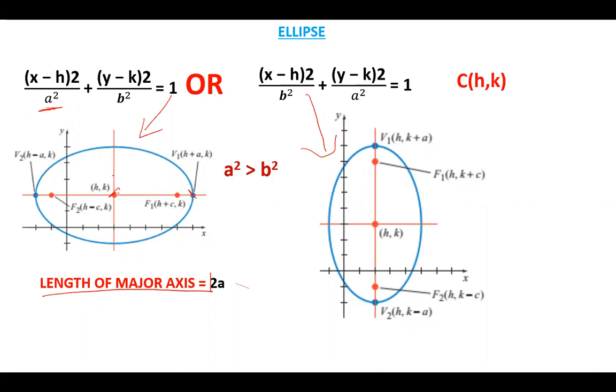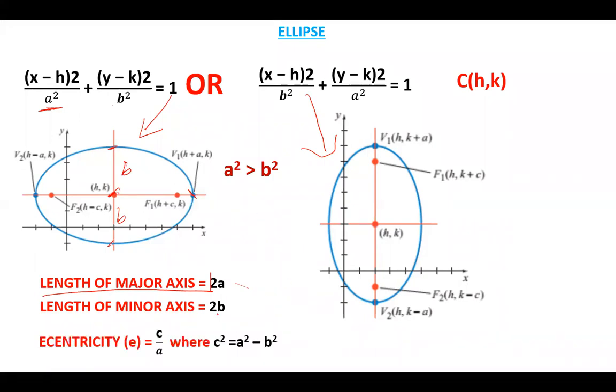Same applies to the minor axis. The length of the minor axis is found by 2b. If the length of the minor axis is found by multiplying 2 by b, it means that this distance from there to there is simply just b. Same applies to this distance from there to there. It's also just b. Then the distance from there to there is simply just a. Then same applies to this part. So let's quickly move on.